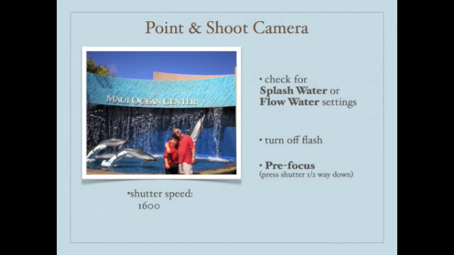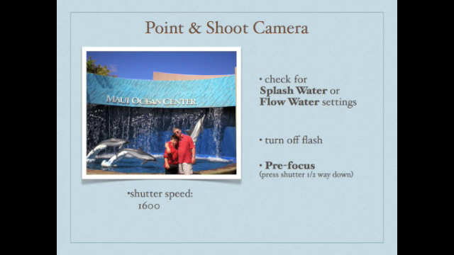Now, for those of you that have a point and shoot camera, on some cameras they actually do have some settings that you might be able to work with. I have a little Polaroid camera that is fully automatic, and it has a splash water or a flow water setting. So the splash water would be like the super fast shutter speed, and the flow water would be more of that kind of silky look.